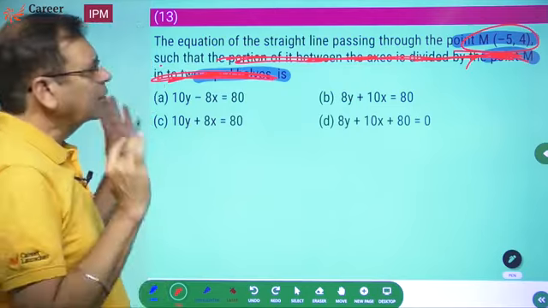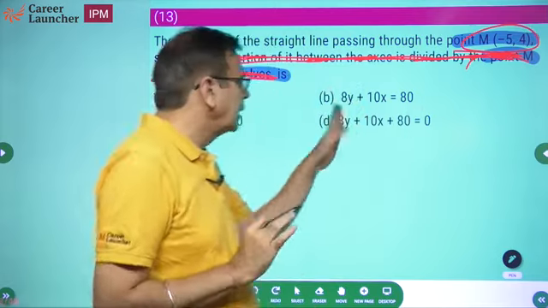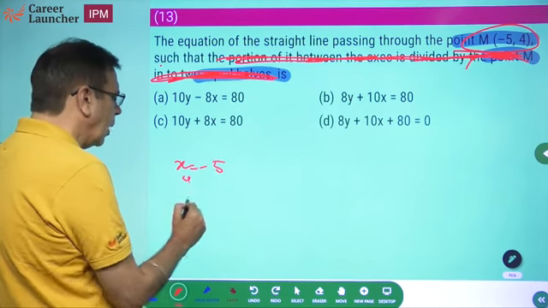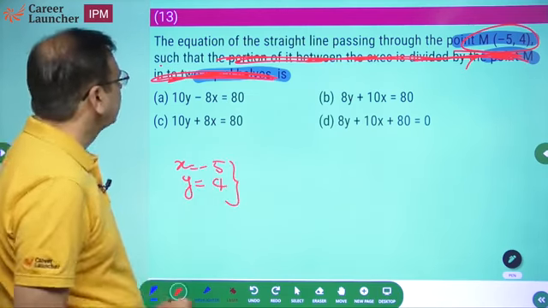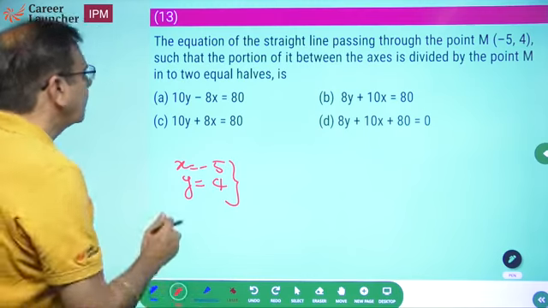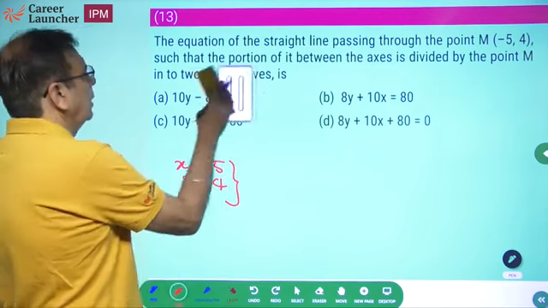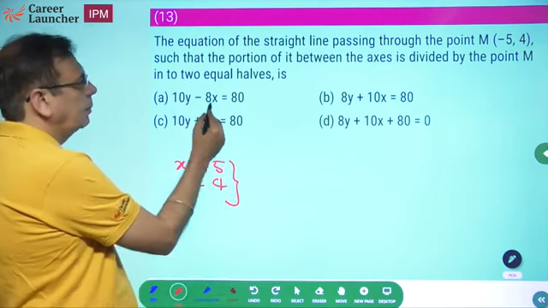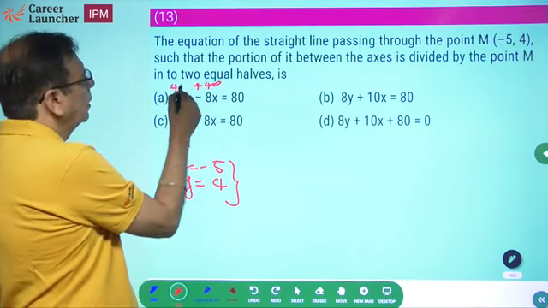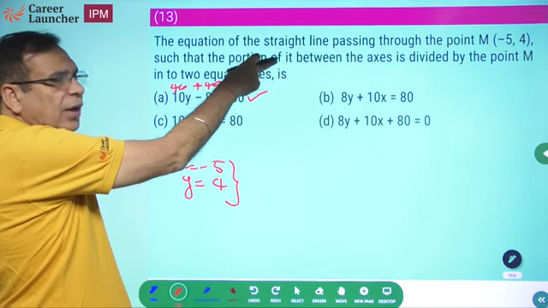I am not interested. First thing I understood is the point -5, 4 should be on the line. I will put it in the choices and check. So I will say x equal to -5, y equal to 4. Which of these equations satisfy? That is what we need to check and not worry about the rest of the stuff at all. So if I put x equal to -5, minus 8x will be plus 40, and 10y is 40. 80. Satisfies. Hold on. The answer is not this yet, because there is a second condition attached also.